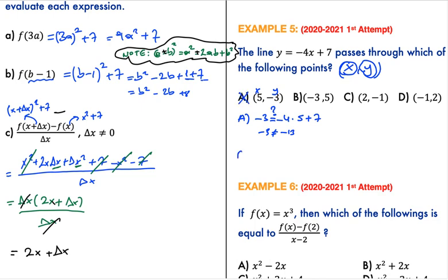Try option B. Like this, we will try option by option. 5 for y equals negative 3 for x. Negative 4 times negative 3 plus 7.